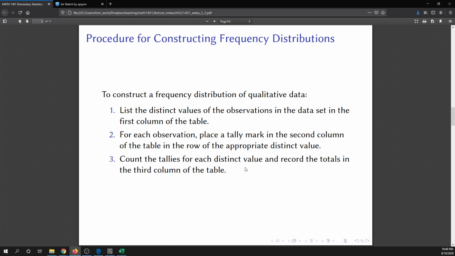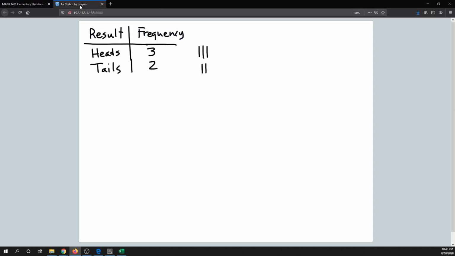Then count the tallies for each distinct value and record the totals in the third column. To me it doesn't really matter if you do it exactly like that or not. In theirs they would have the tallies here and then the frequencies here. A lot of times I'll just do the counting off to the side like this and show the result in the frequencies, because it's a little cleaner to me. It's easier to read the results that way.